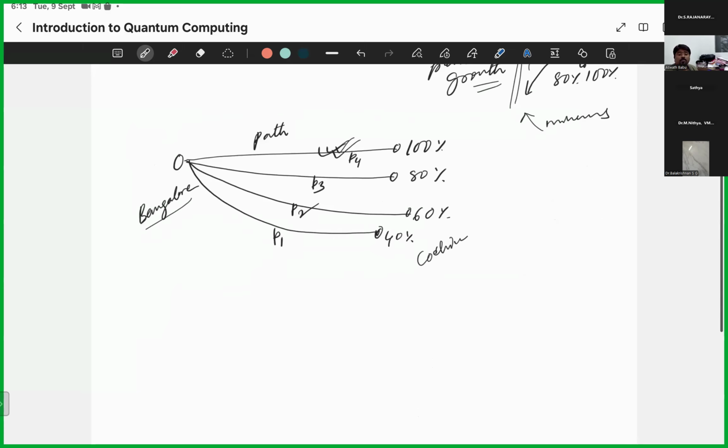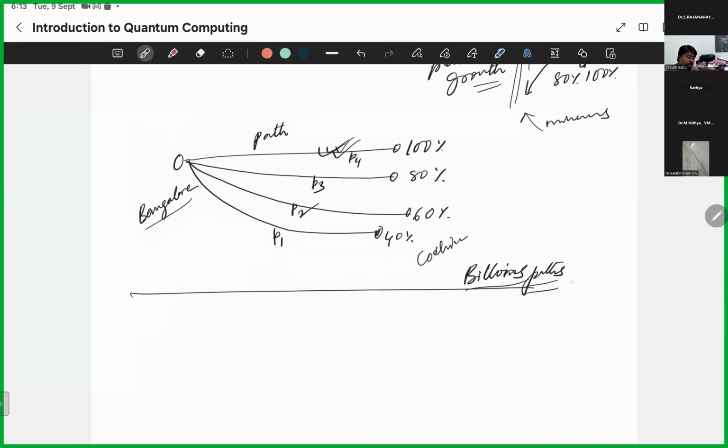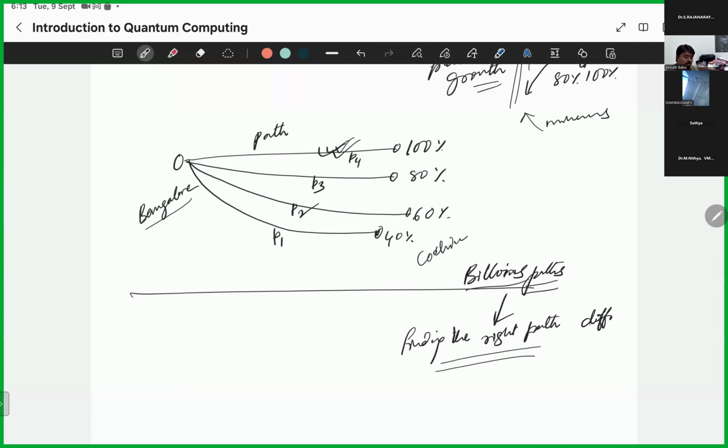Here the number of paths is very limited, so I can do the processing or analyzing. But if there are billions of paths, finding the right path is very difficult, because I have to see them all. So plants are somehow using some kind of quantum nature to try to see all the paths in one go. They put all the paths in a kind of superposition, pick the right path, and choose that right path to convert the light with the right efficiency.